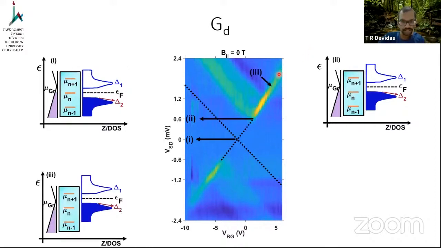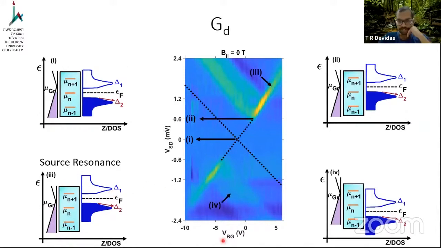Along this diagonal, which is called the source resonance diagonal, the chemical potential of the dot is resonant with that of the graphene, and along the diagonal labeled 4, it is resonant with that of states on the superconductor.